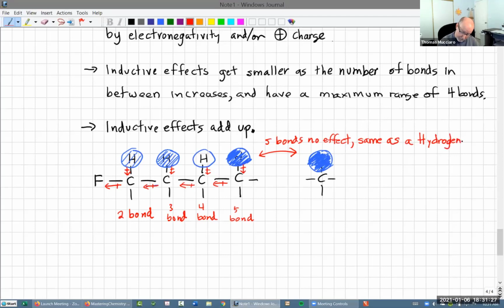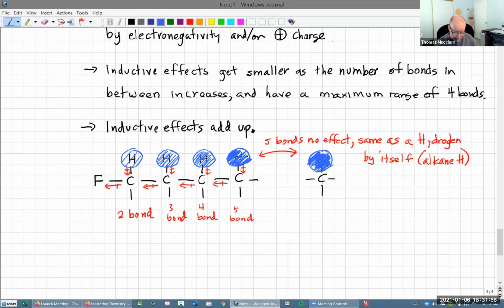And then this 4-bond one is going to be in between, and I drew the 5th one so that I could get the 4-bond one darker, but not as dark. Does that make sense?